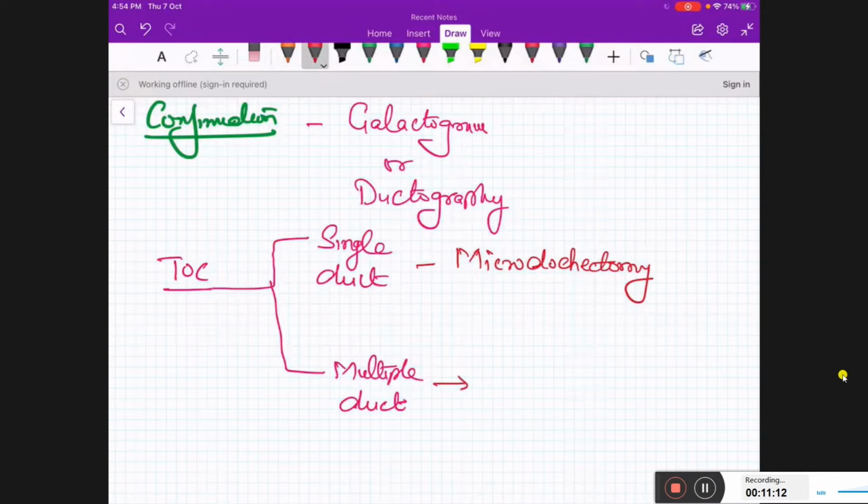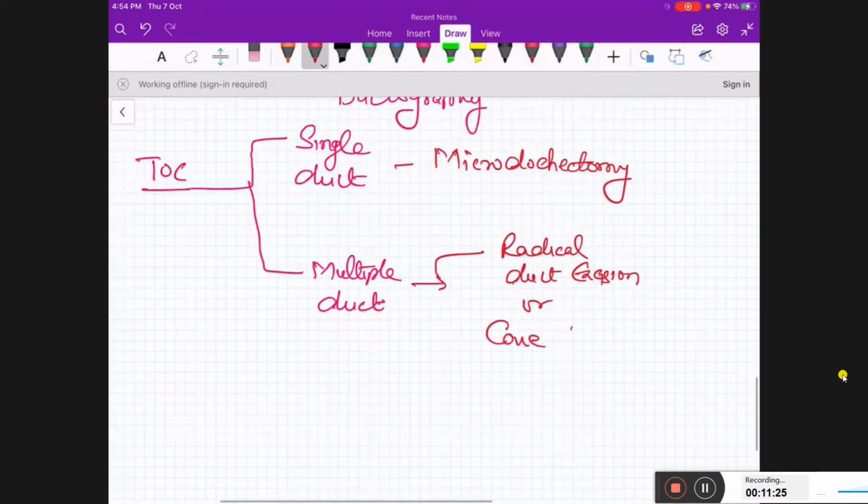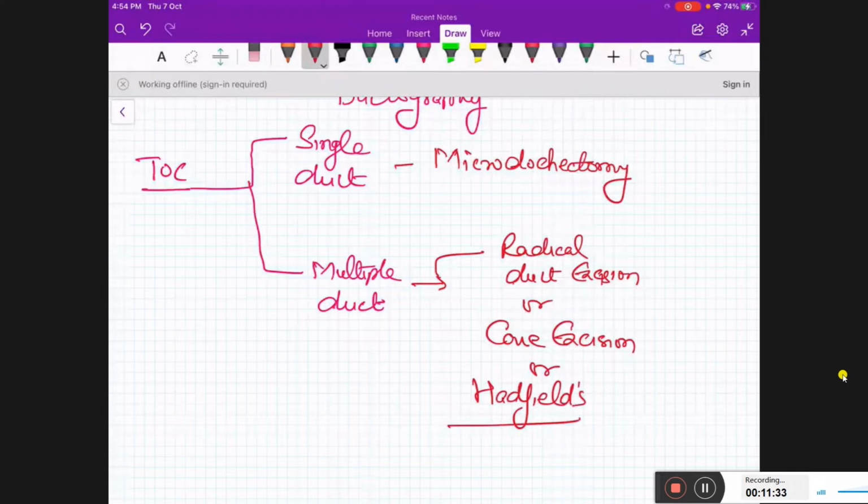Multiple ducts, if the discharge is coming, your answer should be radical duct excision, which is also called cone excision, or which is also called Hadfield's operation. Very good. Cone excision, Hadfield's operation, or radical duct excision.